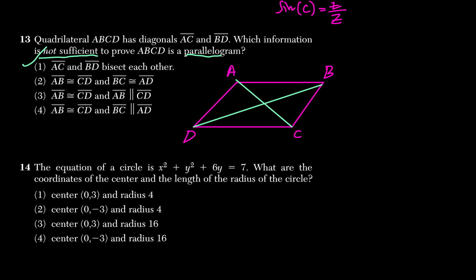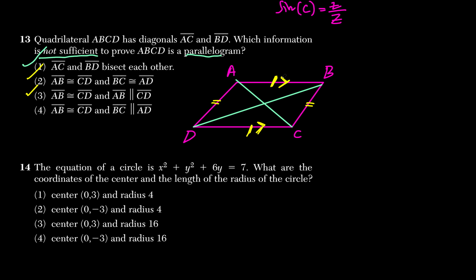If AB is congruent to CD and BC is congruent to AD, if that is true, then it will be a parallelogram, so this works also. In other words, these will be sufficient. Okay, AB is congruent to CD, so AB, this side, is congruent to CD, and also AB is parallel to CD. If you have one pair of sides that are congruent and also parallel, it's sufficient for it to be a parallelogram.